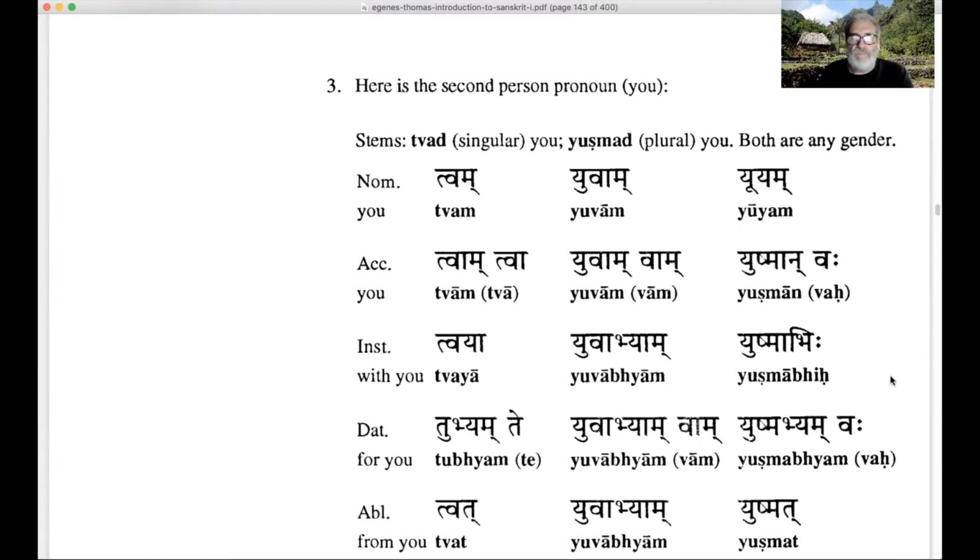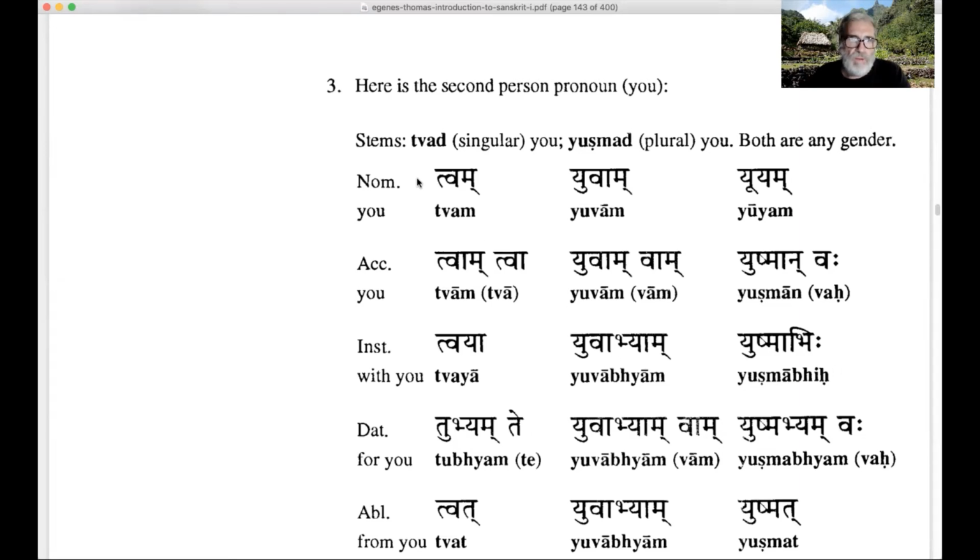That's the first person. The second person has to do with you, and the stem is twad, you, singular, and yushmad, plural, you, right? Both are of any gender, masculine, feminine, and neuter. So this is very useful. We don't have to learn different ones for masculine, feminine, and neuter. They're always going to be the same. So I, we, us, me, you, you two, you many, it's always going to be the same. And this is how this one is defined.